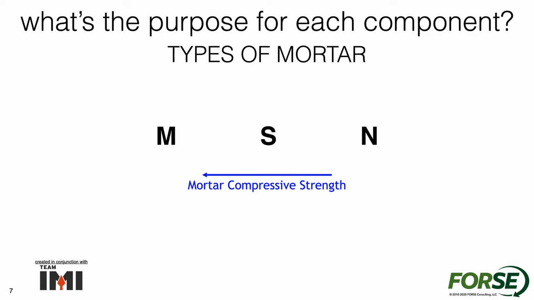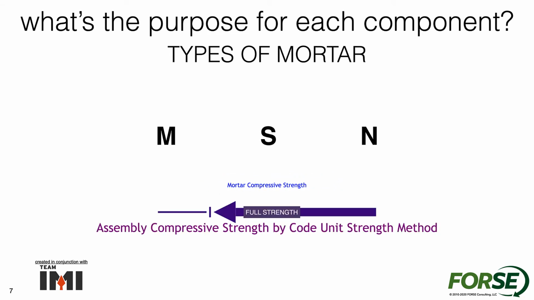So three different types of mortar that we have are M, S, and N. The overall strength of the mortar will go from right to left, with type N being the weakest, type M being the strongest in terms of the individual strength of the mortar. Well, that tends not to be as important of an issue.